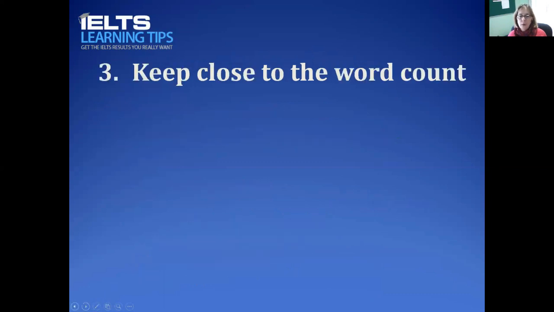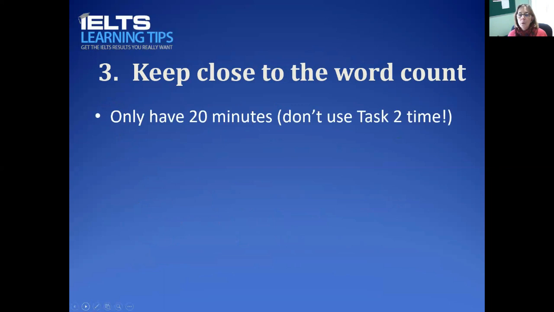Okay, and then the final secret, or the final thing you ought to do, is to keep close to the word count. You only have 20 minutes. Do not be using your task 2 time. That's not a good idea. So keep it tight. It's worth less than task 2. So that's another reason for not going over time. And by not going over time, it means that you need to stick to that word count.